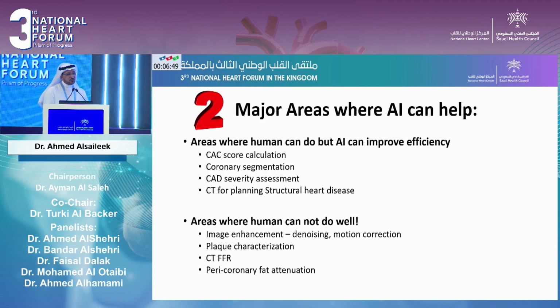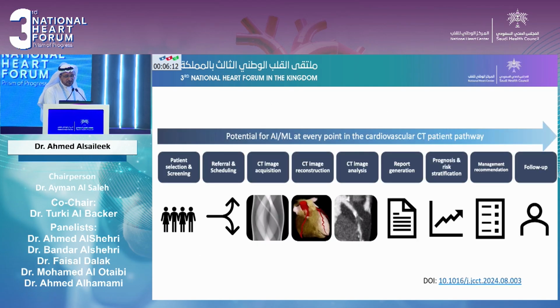I can see that there are two major areas where AI can help us in cardiac imaging as a whole, or in healthcare as a whole, and in cardiac CT. There are areas where we can do the work, but we are a bit slow and overwhelmed, so we can ask the AI to help us make our work more efficient, like coronary calcium scoring, coronary segmentation, severity assessment, and also CT for structural heart disease. Or there are areas that we cannot do very well, like image enhancement or CT-FFR. Those are all computer-based and artificial intelligence-based algorithms.